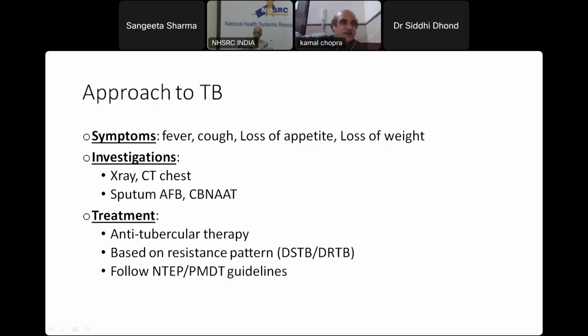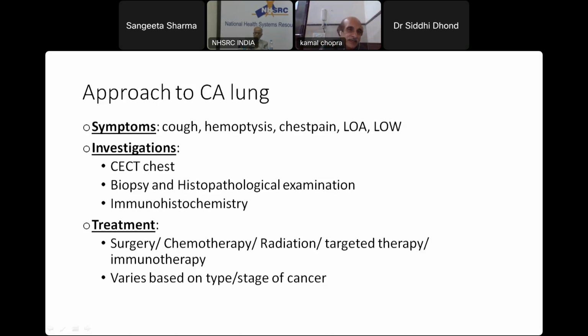X-ray is important to diagnose, along with sputum AFB and CBNAAT. Anti-TB treatment is for drug sensitive and drug resistant TB. CBNAAT usually tells about the rifampicin resistance also. Accordingly, we can start the treatment as per our guideline.